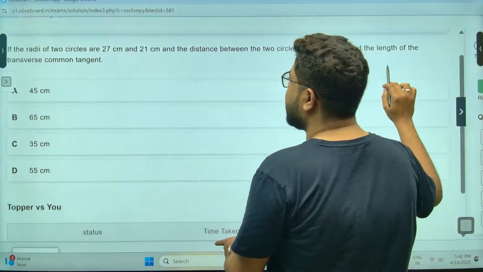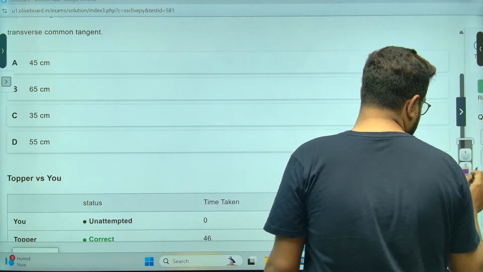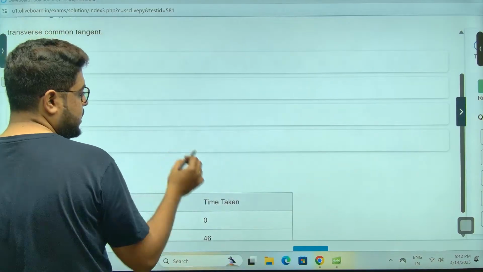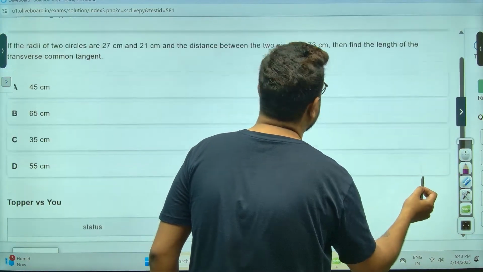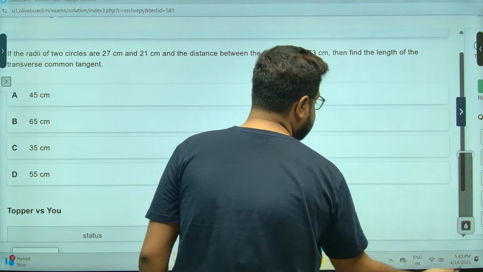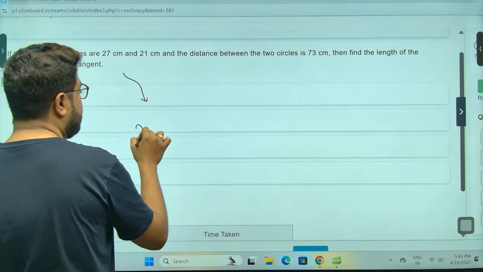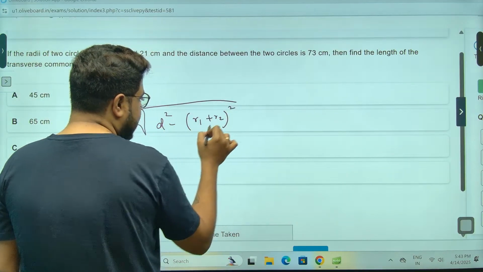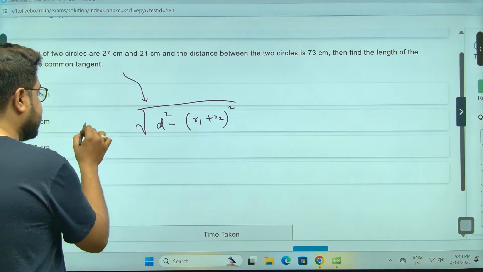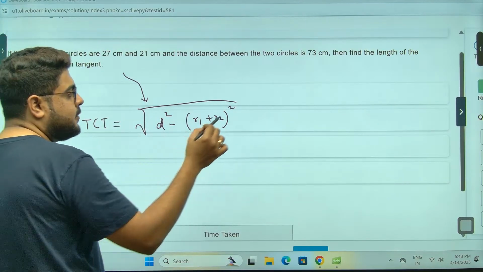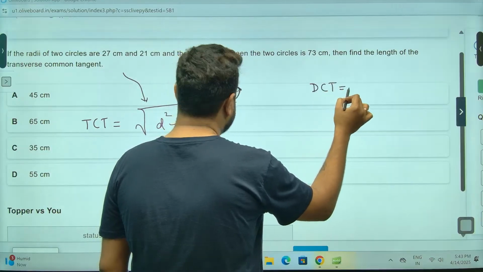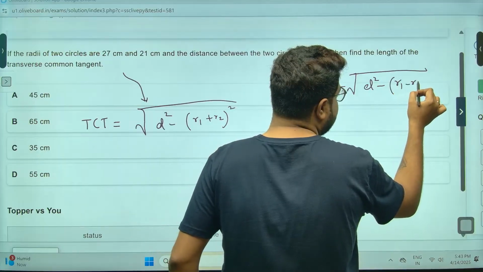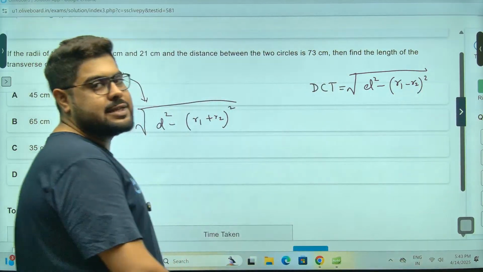Transverse common tangent का length पूछा है, sir. So again, I told you guys two things. DCT is greater than TCT. TCT is always equal to root over of D square minus R1 plus R2 whole square. If it is minus, then it is DCT. If it is DCT, the only thing that changes is D square minus R1 minus R2 whole square. That's the only change.